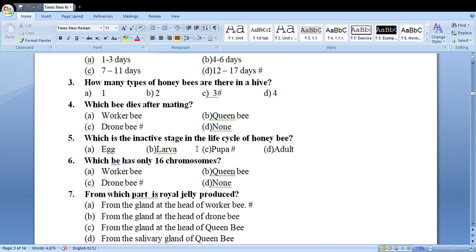Which is the inactive stage in the life cycle of honeybee? Obviously third stage, pupa stage is the inactive passive stage. Which bee has only 16 chromosomes? Obviously drone bee. It is a haploid bee. Whereas worker bee and queen bee are diploid bees, they have 32 chromosomes. So drone bee has only 16 chromosomes.